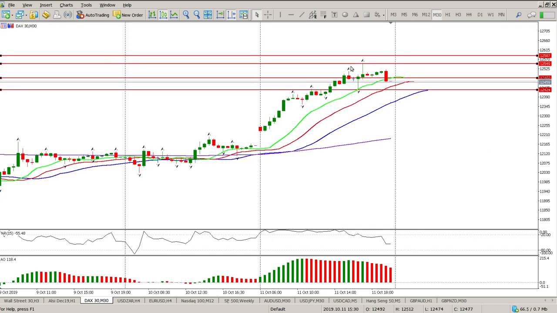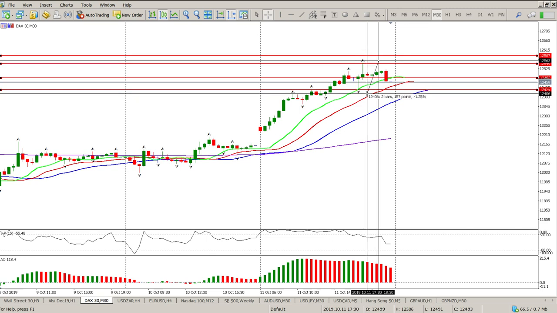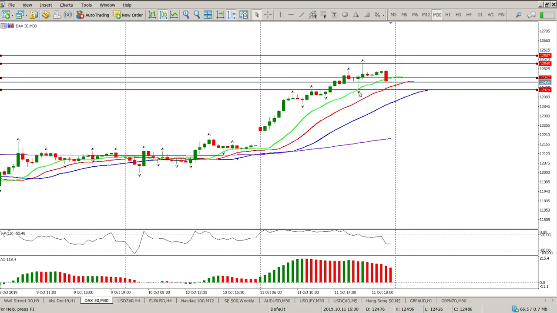Okay, if we do get a break above 12,549, well, then it is long. And I think the interesting thing about this, it's 157 points, so that's way too much on the DAX. That just shows you the volatility that happened in the last couple of, I think it was the last hour and a half of trading on Friday.